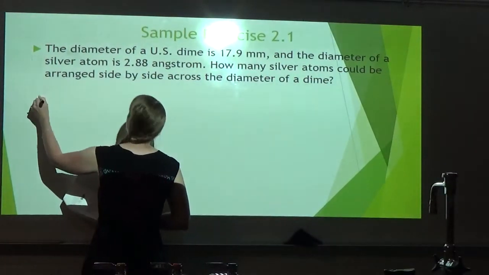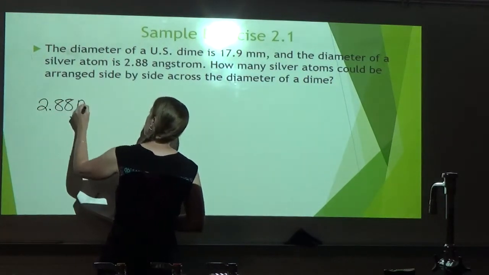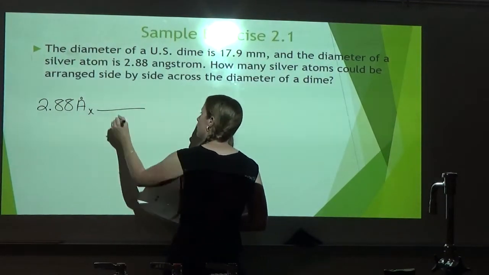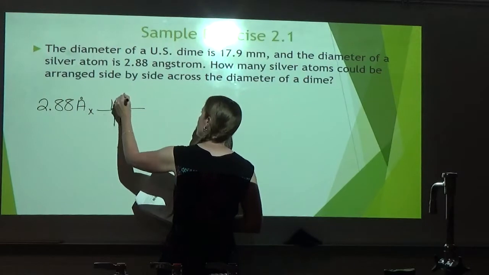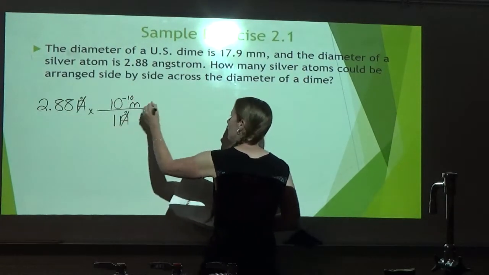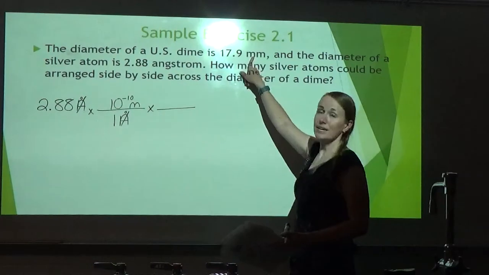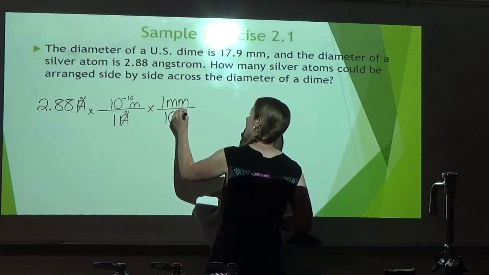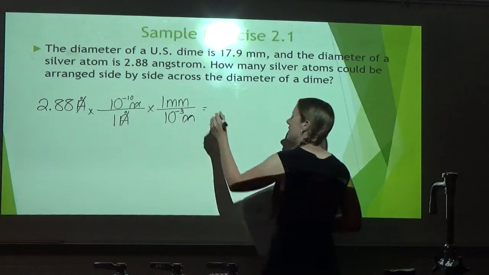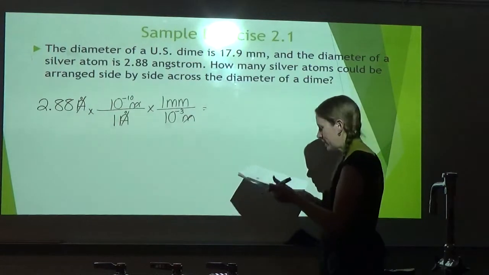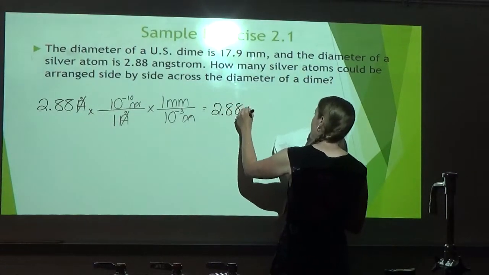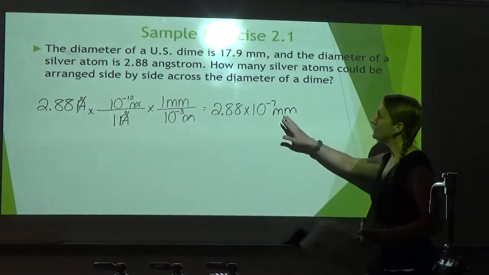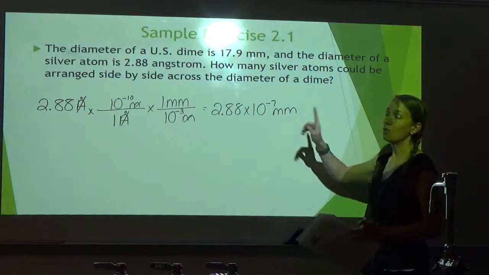All right, so I start with 2.88 angstrom, and like I said, the symbol for angstroms is just A with the little circle above it. And I know from the other slide a minute ago that 1 angstrom is 10 to the negative 10 meters. So that's great, but I'm trying to get to millimeters, so I've got to do one more step. 1 millimeter is 10 to the negative 3 meters. So then my meters cancel. Once I do that, I can multiply and divide and get 2.88 times 10 to the negative 7 millimeters. So this is the diameter of 1 silver atom.